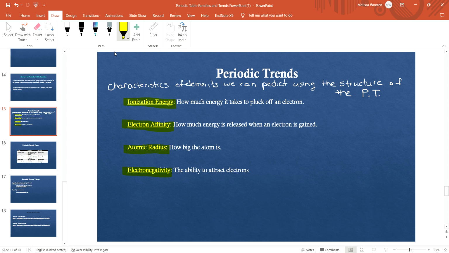Ionization energy: how much energy does it take to pluck an electron off? Electron affinity: how much energy is released when an electron is gained. Atomic radius: how big the atom is. And electronegativity: the ability to attract electrons.